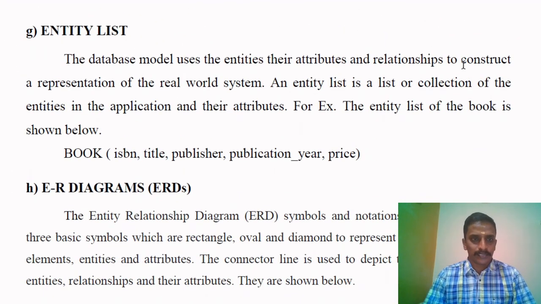Next, the entity list. The database model uses the entities, their attributes and their relationships to construct a representation of a real world system. An entity list is a list or collection of entities in the application and their attributes. For example, the book is the entity, and the ISBN number, title, publisher, publication year, and price are all the attributes of the book. That is also sometimes called the properties of the book. The properties are said to be attributes, and the entities are said to be a product.